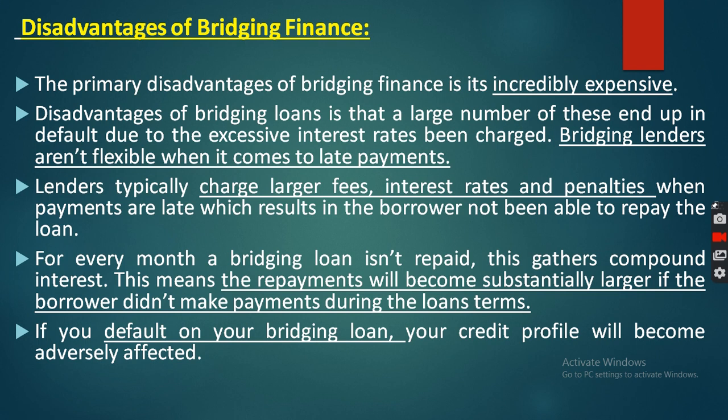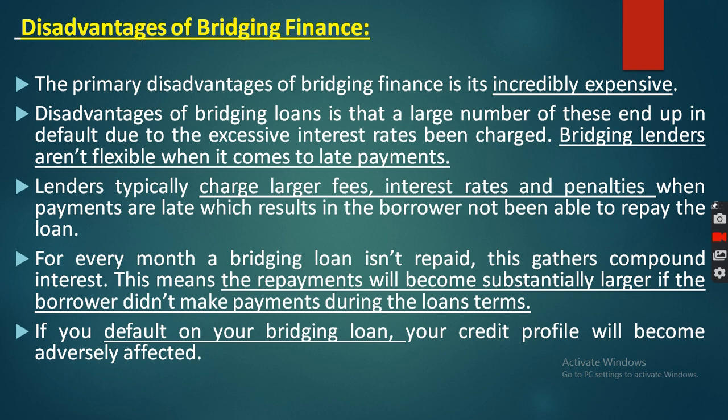So these are the disadvantages. First, it is quite expensive, which means you have to pay a high rate of interest on the loan. If you have taken a bridge loan, you have to pay more interest. Second, bridging lenders are not flexible. If you make a late payment, you have to pay penalties, fines, and larger fees, which results in the borrower not being able to repay the loan. Then the fourth one: if you do not make payments on time and regularly, it will create a larger amount, as the borrower didn't make payments during the loan term. So it will be considered as gathered compound interest, clear.